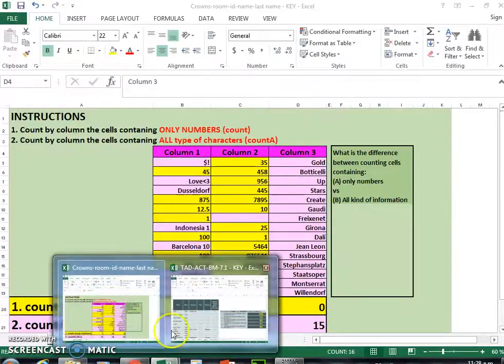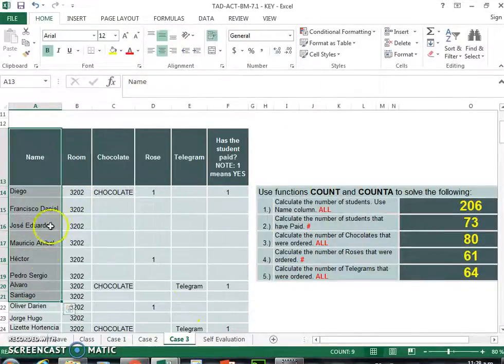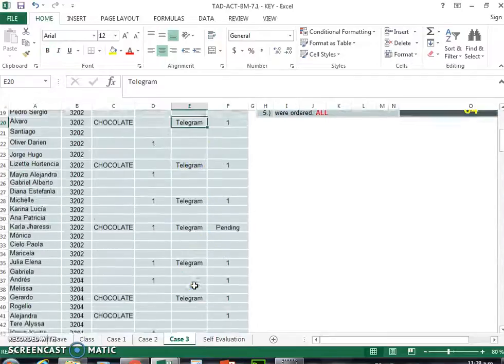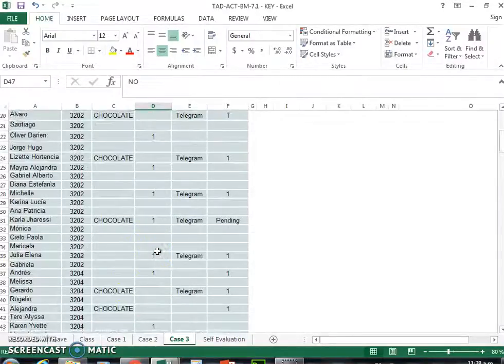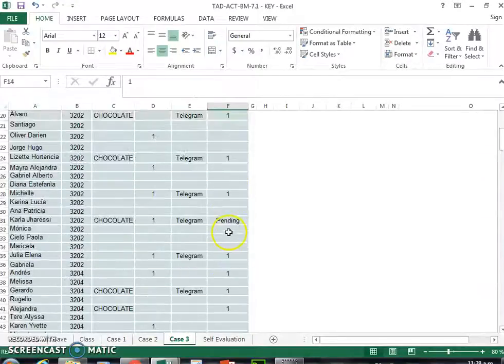On activity 7.1, we have over here this information: the name of the student, the classroom, chocolate. The code is the word chocolate if they are buying one chocolate. For the roses, number 1 if they are buying one rose. For the telegrams, the word telegram if they are buying a telegram. So the word no is not important, or it means that they are not buying any rose. Has the student paid? 1 means yes, pending means no, and blank cell means no.